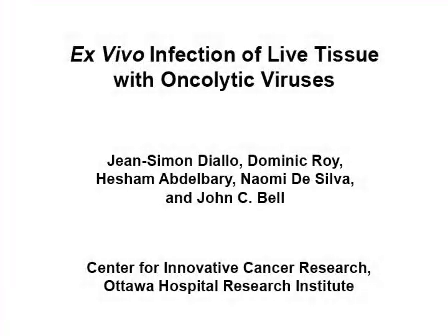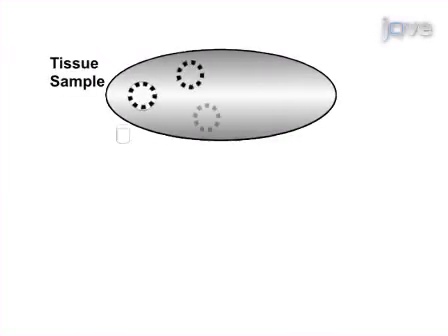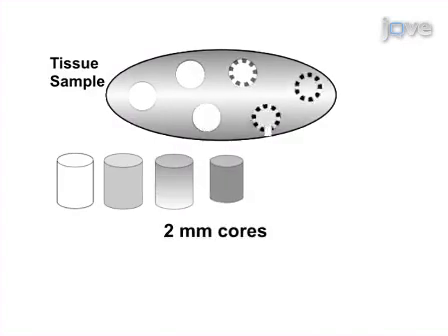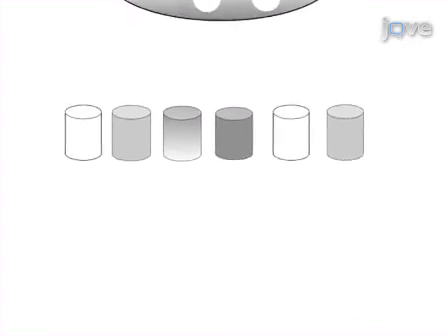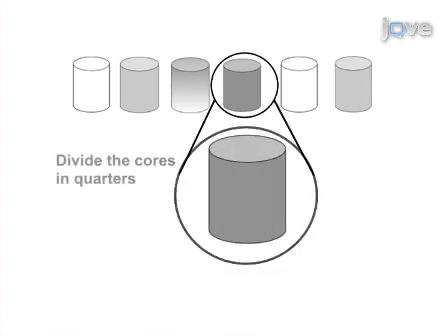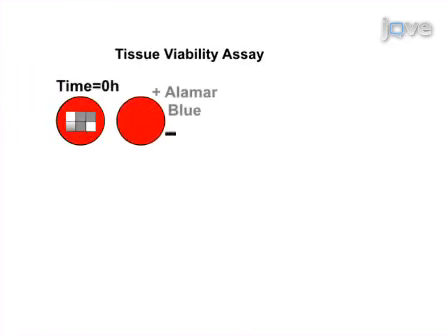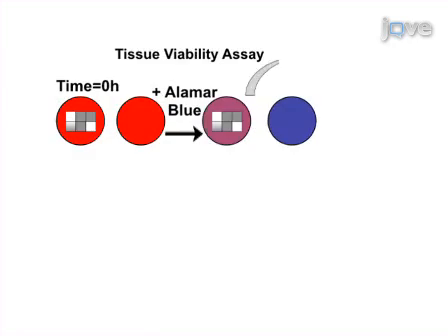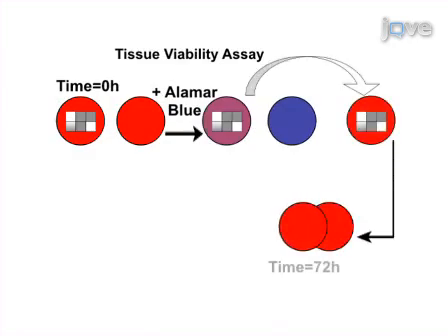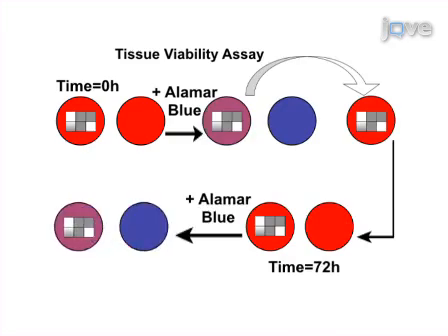The overall goal of the following experiment is to observe the replication of oncolytic vaccinia virus in fresh tissues obtained following surgery. This is achieved by sampling the tissue for cell culture to minimize bias due to tissue heterogeneity. As a second step, tissue viability is assessed, which ensures the quality of the starting material prior to infection with virus.